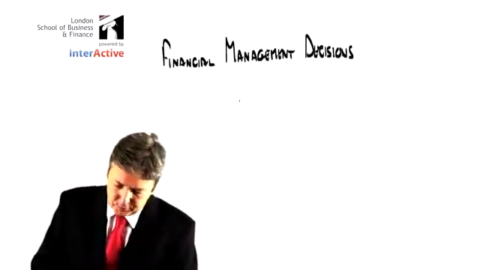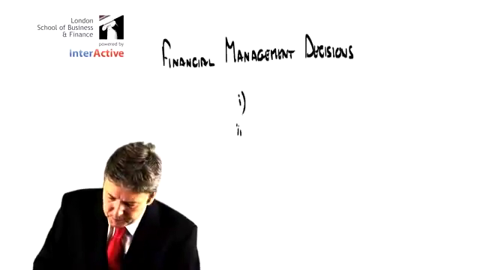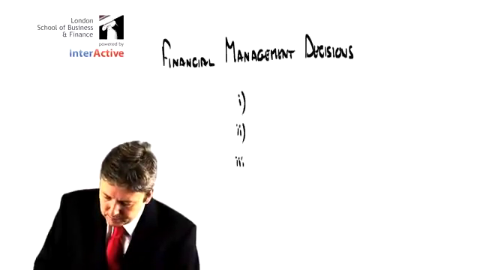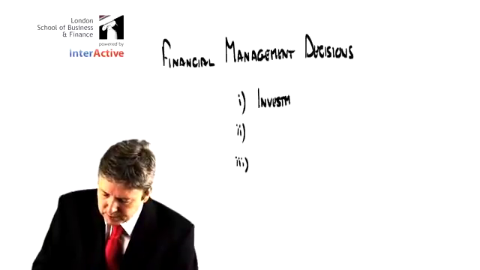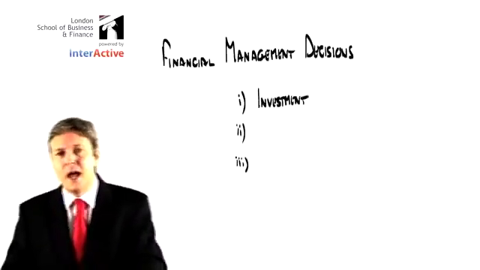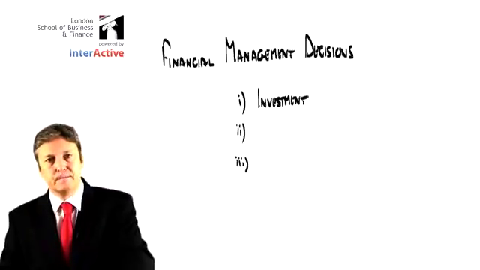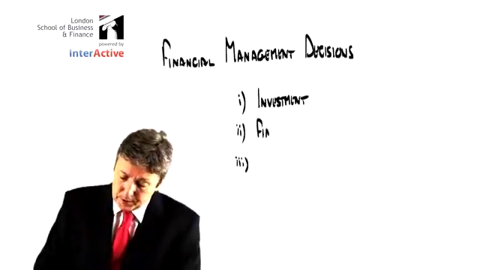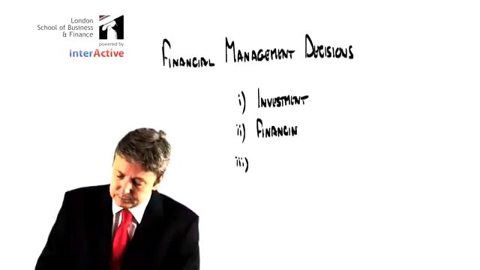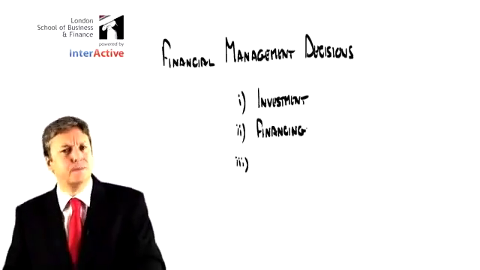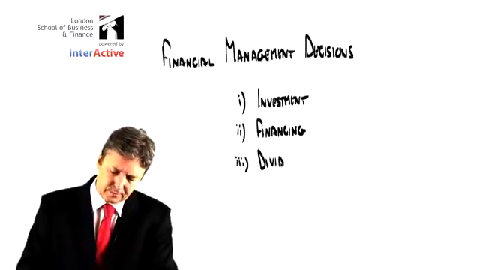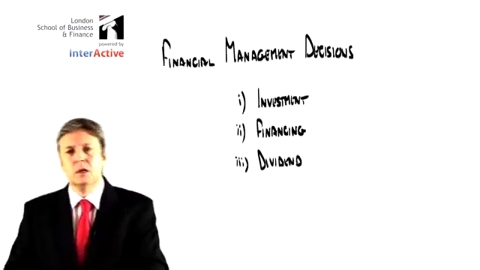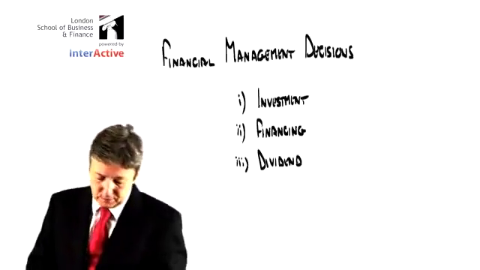When we're looking at financial management, it's often broken down to 3 simple decisions. First of all, the investment decision. Where are we going to invest our money? Second of all, the financing decision. How do we fund that investment? And thirdly, the dividend decision. Let's look at the investment decision first of all.